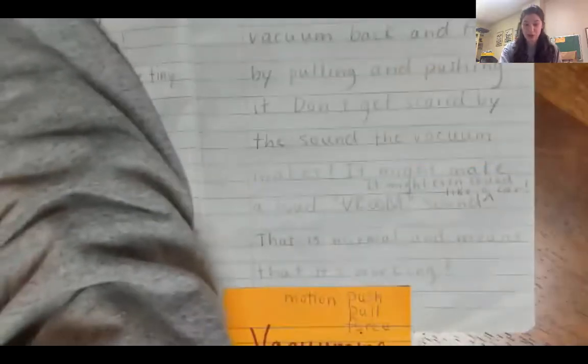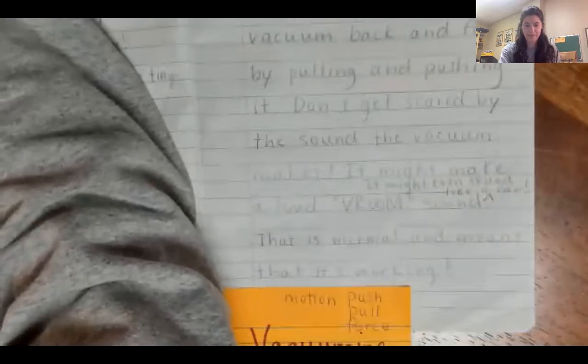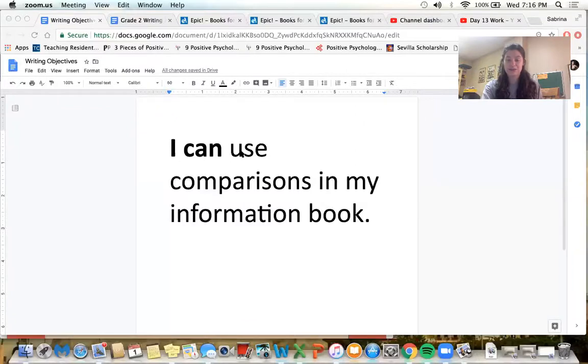So today, your goal is, let's go back, I can use comparisons in my information book, okay? So try to think about things that might be hard for your reader to understand and compare them to something that's a little bit easier. Just like my dad said, the taffy gets round and hard, like a marble. The vacuum makes a vroom sound, like a car, okay? Add these comparisons to your information book to make them even better for your readers.